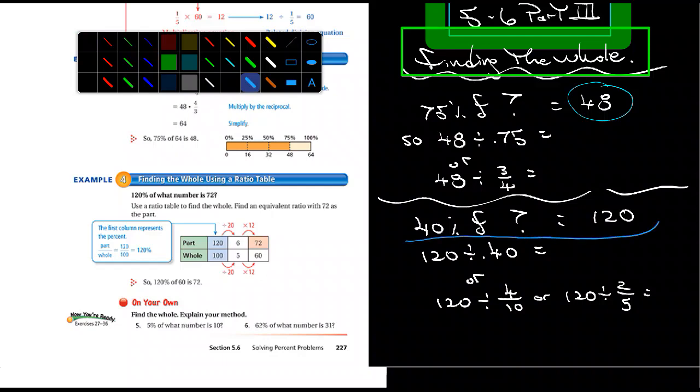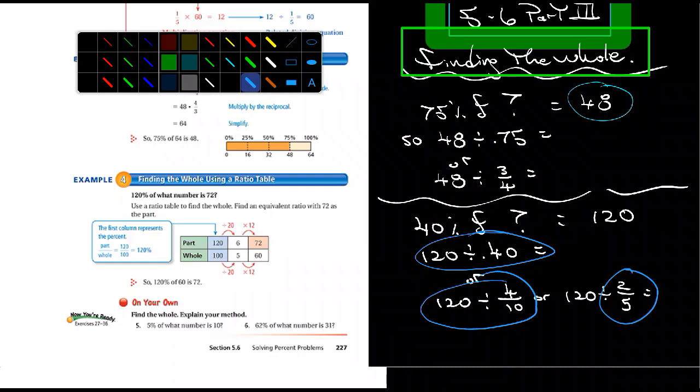40% of a number is 120. So, what do you do? You take 120 and you divide it by 0.40, or 0.4. Or you could take 120 and divide it by 4 over 10, which reduces down to 2/5. And then you would do the keep, change, flip. Seems simple enough.